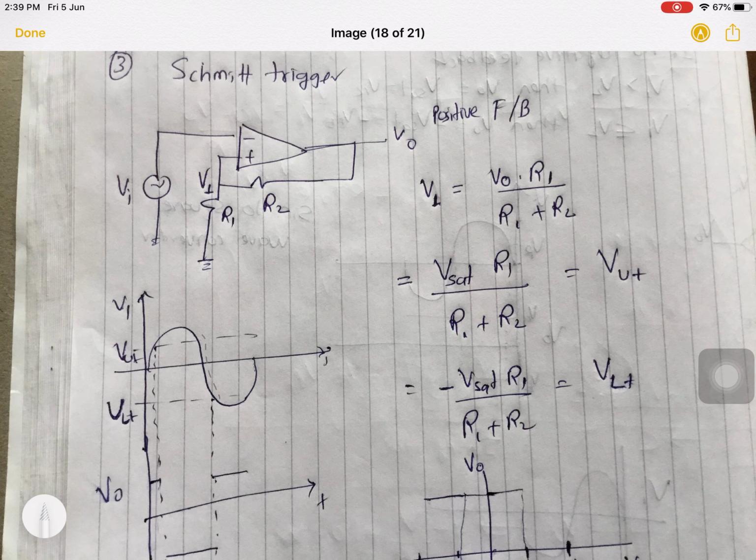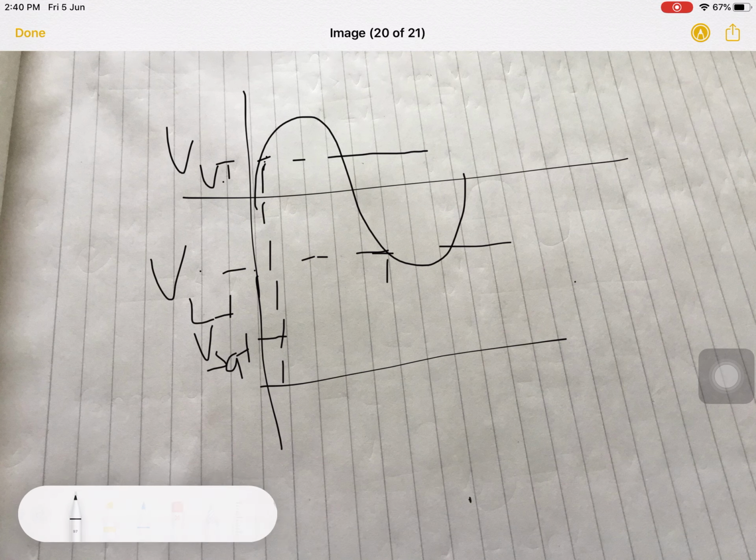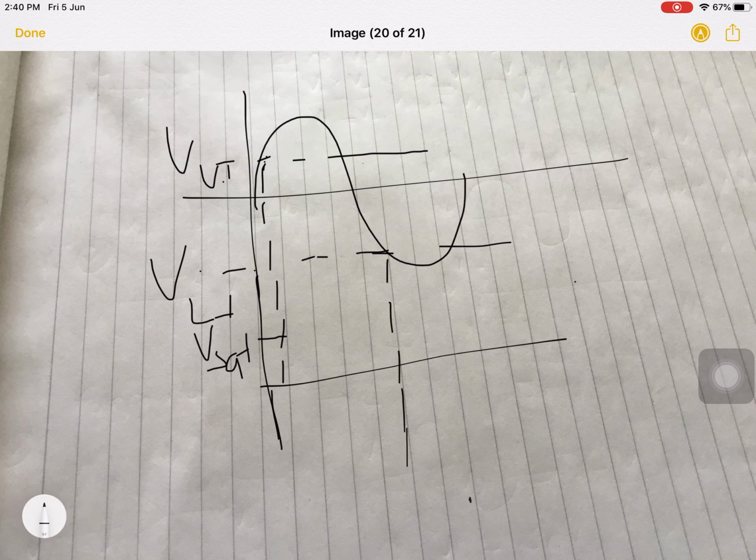So up to this region, Vi is greater than V1, so the output will continue to remain minus VEE. The output will continue to remain up to this part, minus VEE.